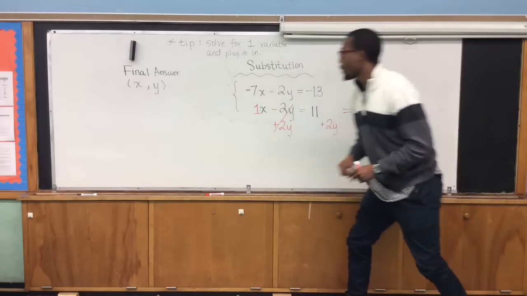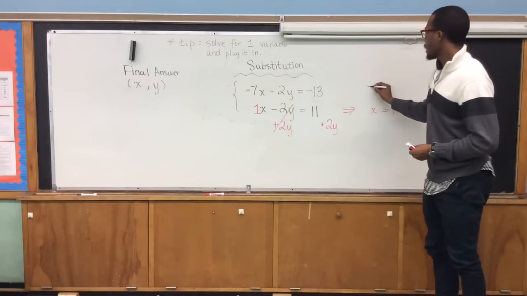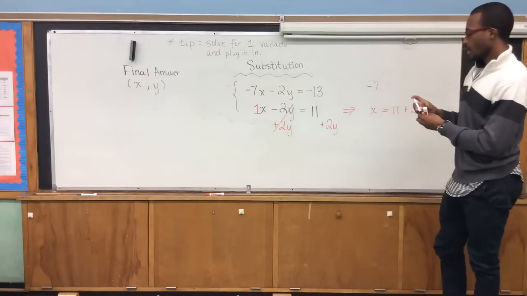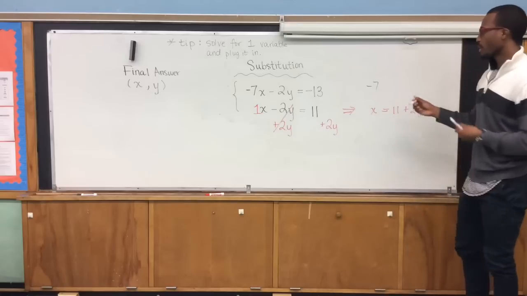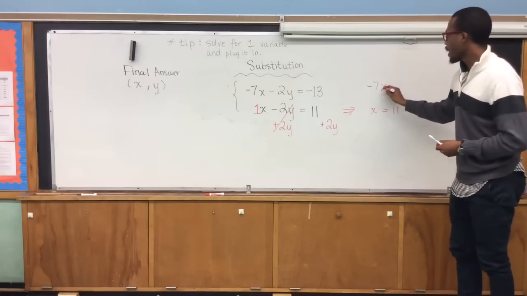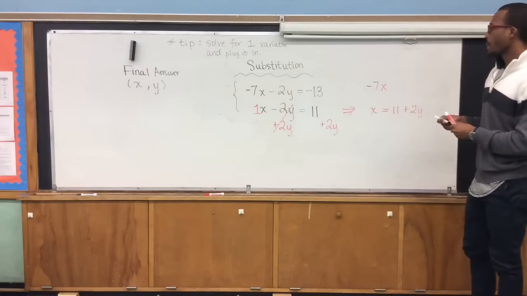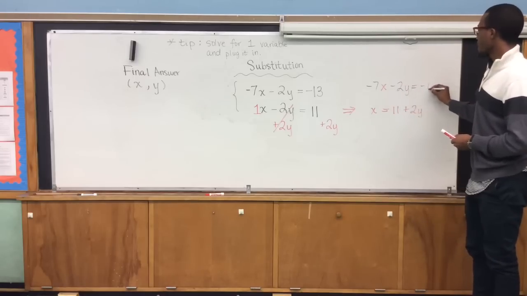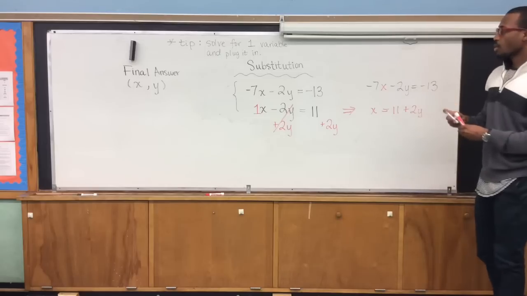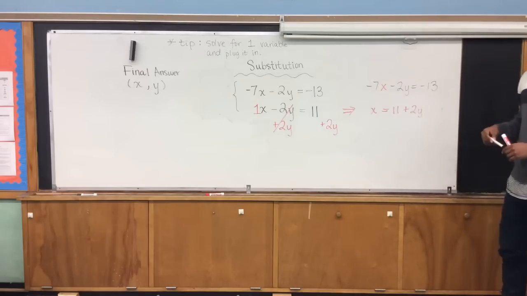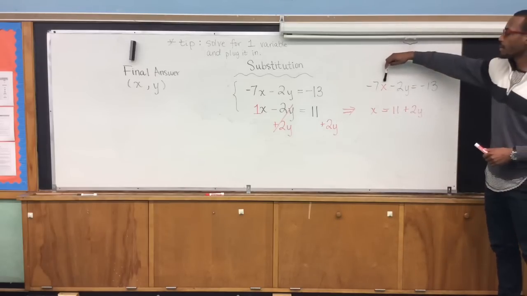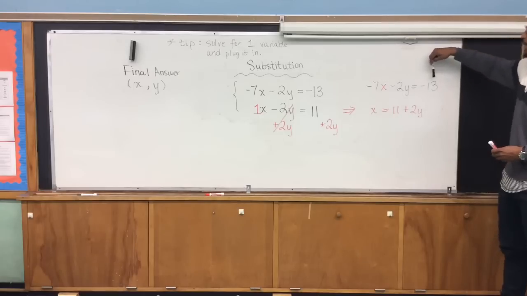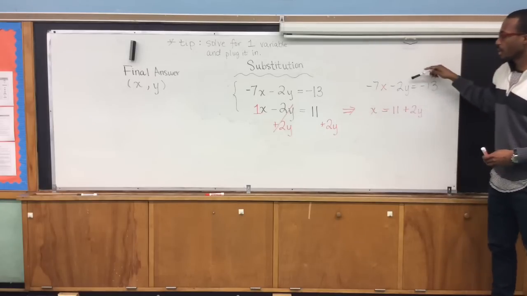In our original problem, we have a negative 7. And then I'm going to write this x in red and you'll see why. Negative 7x minus 2y equals negative 13. All right. So now this is what our two equations look like. We have negative 7x minus 2y equals negative 13. That's the same problem just rewritten.